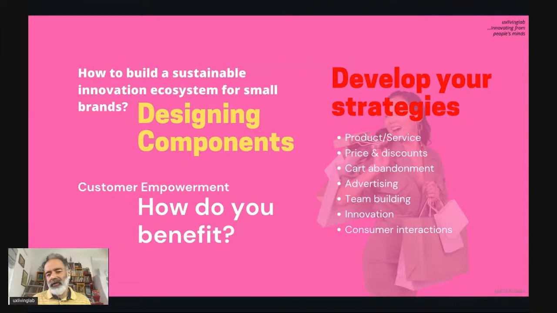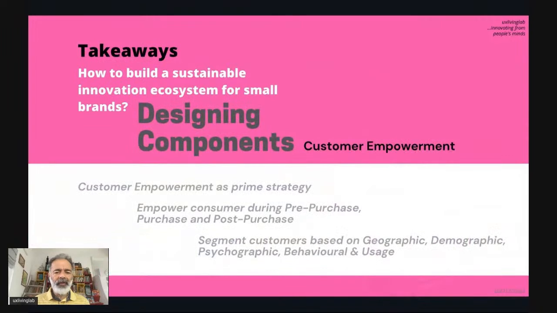Okay, then you will get the strategies on advertising, team building, innovation, and consumer interactions. Regarding consumer interaction, I already talked a lot about it. These things you can easily design strategies for and define for your product. That is the advantage of keeping this ecosystem component. So I'm done. What are the takeaways?